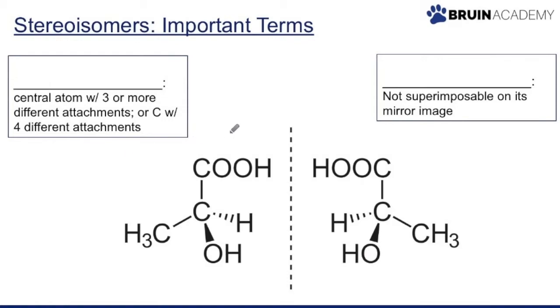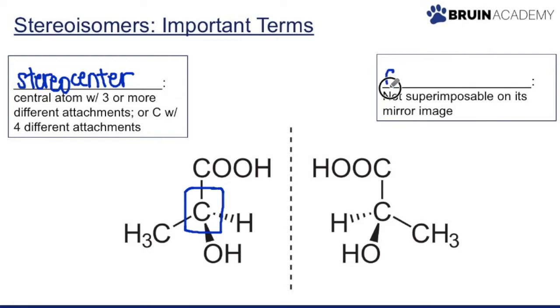The first is, if we were to take a look at this molecule again, we see that this is a very important molecule. This is called a stereocenter, which is a central atom with 3 or more different attachments. But in organic chemistry, you'll tend to see that most of the time when we're referring to a stereocenter, we're actually referring to a carbon. So it could be a carbon with 4 different attachments. So you might hear something like a tetrahedral carbon or a chiral carbon, and that's kind of what this means here. You have a carbon with 4 different things attached to it. But just know that a stereocenter is not necessarily always a carbon.